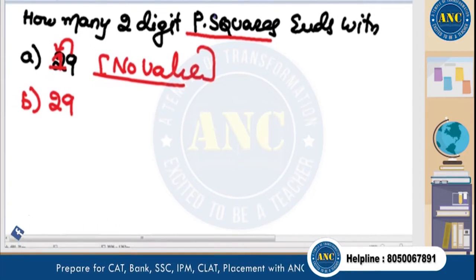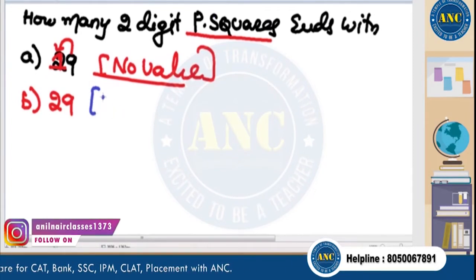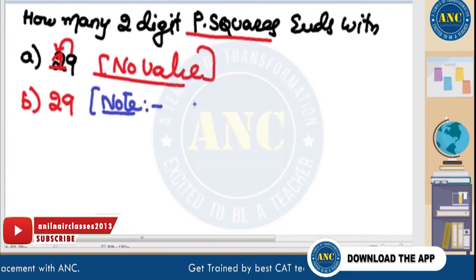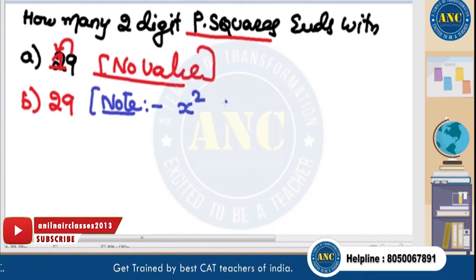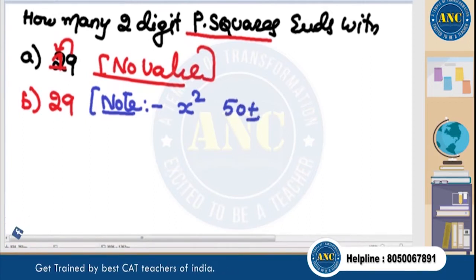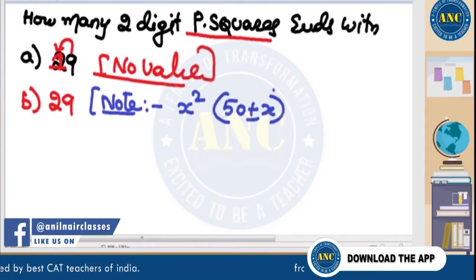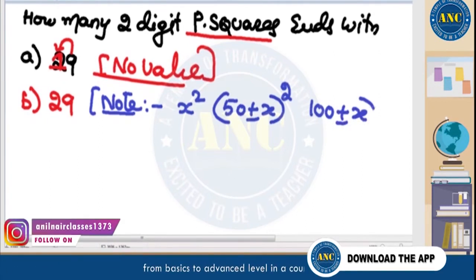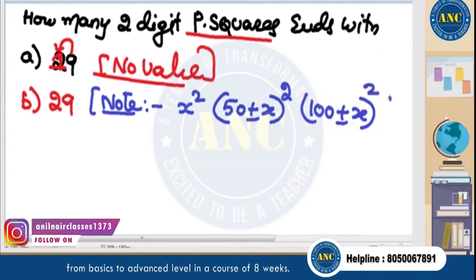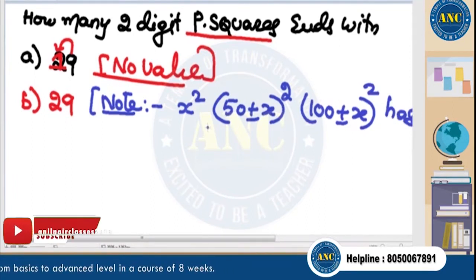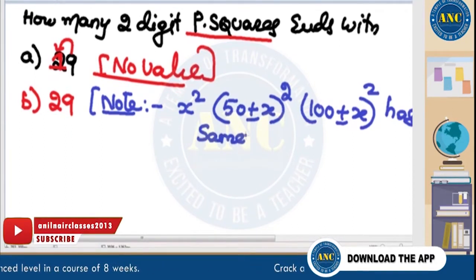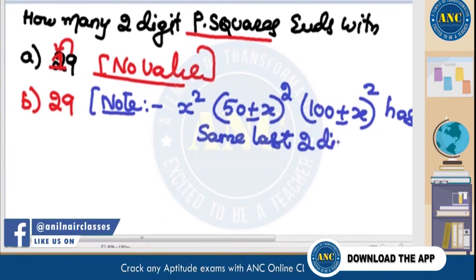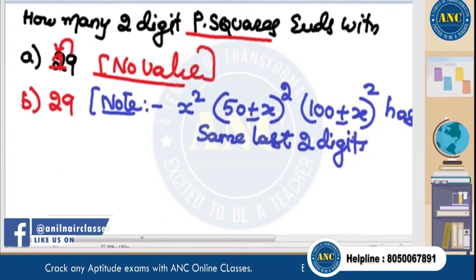Now, this Ajay sir has discussed wonderfully, which I kept on YouTube. I am discussing it again. Please listen carefully. x square, (50 plus or minus x) whole square, and (100 plus or minus x) whole square have the same last 2 digits. Please write this down. This is already kept as a shortcut video in our YouTube channel.